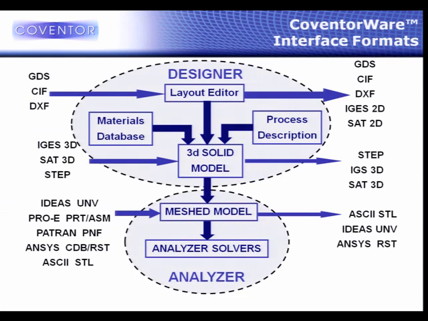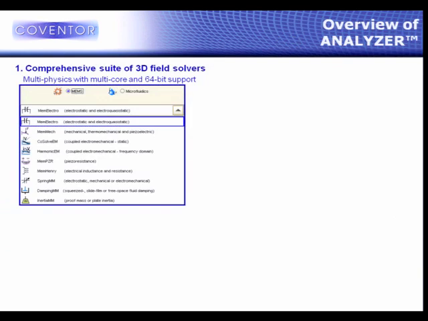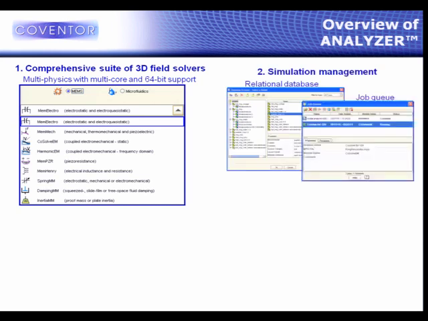I showed this before, but again, CoventorWare has lots of ways to get in and out of CoventorWare. And then in Analyzer, there's a set of field solvers, and you choose from MEMS or microfluidics, and then choose from this suite of field solvers. We have a lot of support for simulation management. There's a full relational database that runs under the covers of CoventorWare that tracks relationships between meshes and results. And you have a browser that lets you browse that database and find old simulations easily. And you have some ability to annotate them in there.